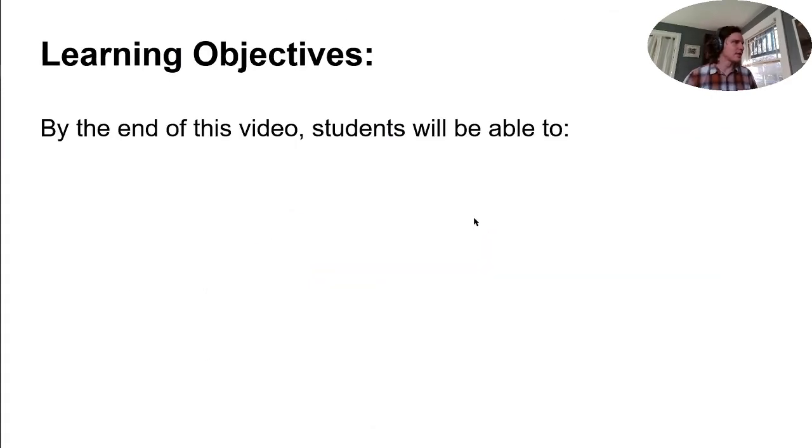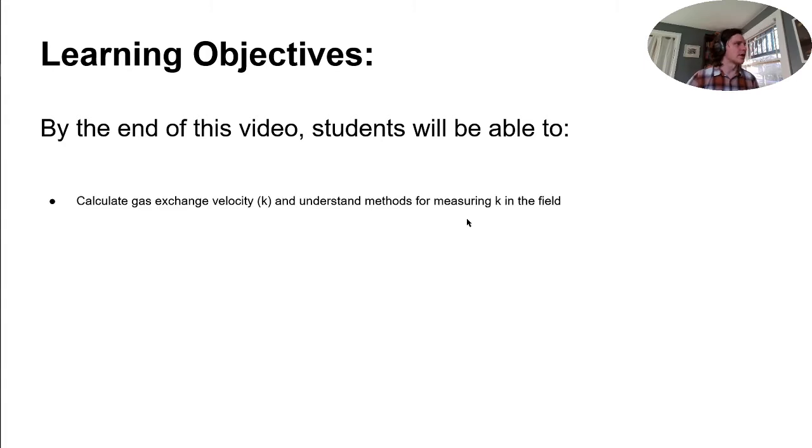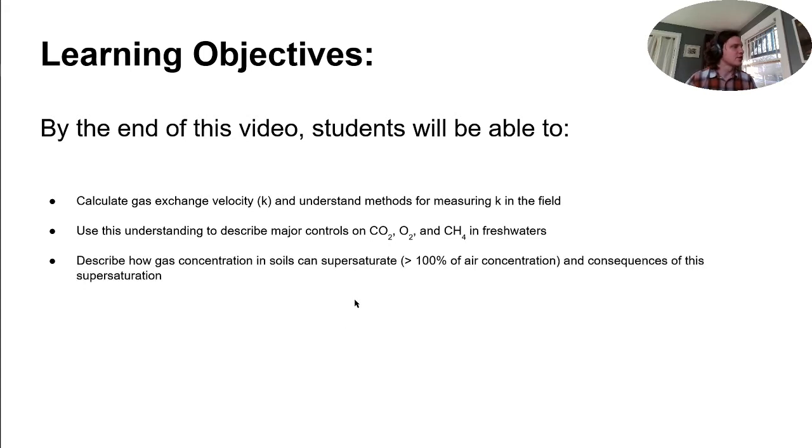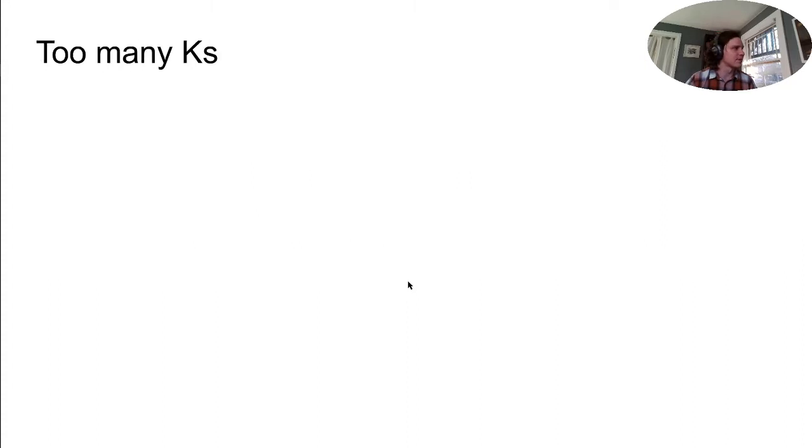So the learning objectives for this video are that you will be able to calculate gas exchange velocity and understand methods for measuring K, or gas exchange velocity, in the field. You'll be able to use this understanding to describe the major controls on dissolved carbon dioxide, oxygen, methane, and other important gases in freshwaters and in soils. And you'll be able to describe how gas concentration in soils can supersaturate, which means that it goes above 100% of the concentration in air, and consequences of this supersaturation.